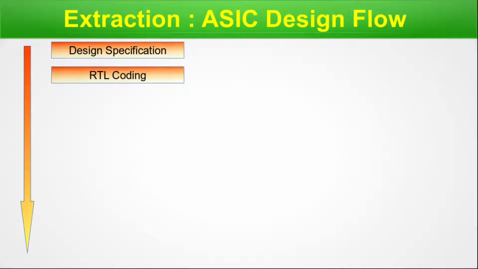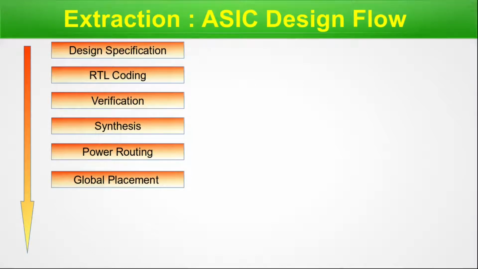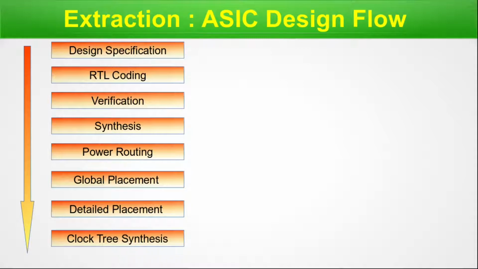First, we have the design specification, and in this direction the flow is going forward. Next, we have the RTL coding, which you know is HDL coding. Next comes the verification. Next comes the synthesis stage. Next to it, we are entering into the backend stage, that is power routing, and sometimes there could be a pre-layout STA just between synthesis and power routing. Next comes the global placement. Next to it comes the detailed placement. Next, we have the clock tree synthesis. We have covered this column, so we'll move on to the right hand side.